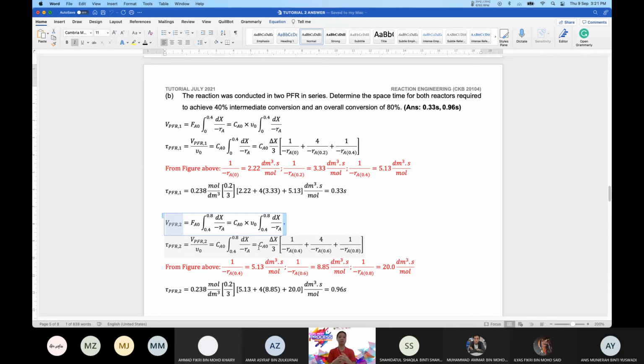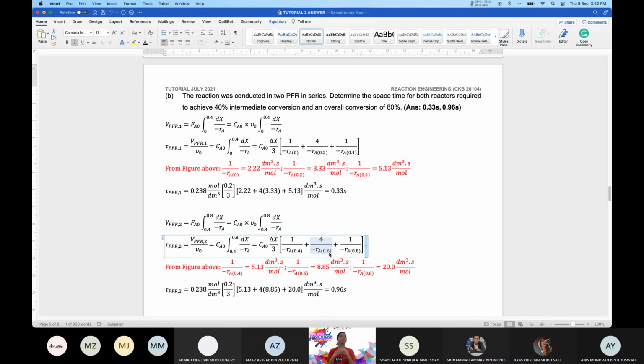So it becomes delta X per 3. This part you have to be very careful. The initial point X1 is 0.4, so it becomes 1 per minus RA when my X is 0.4. The last point is 1 per minus RA when my X is 0.8. The middle will be 4 per minus RA at the middle X. With 0.4 and final 0.8, the middle X will be 0.6. So that's why it becomes 4 per minus RA when my X is 0.6.